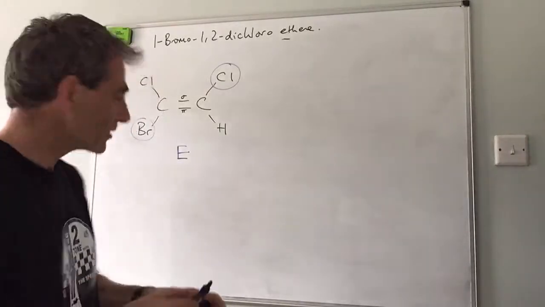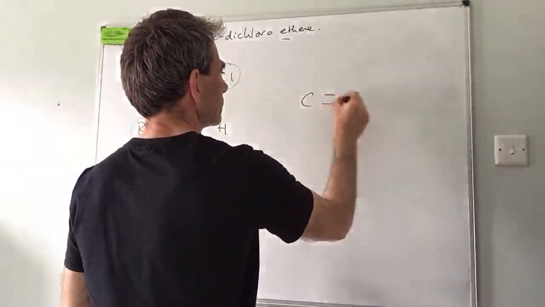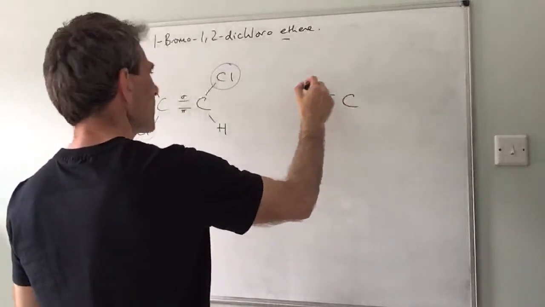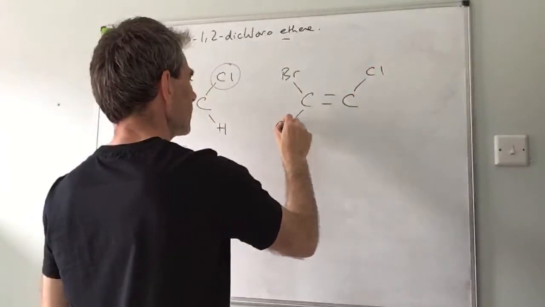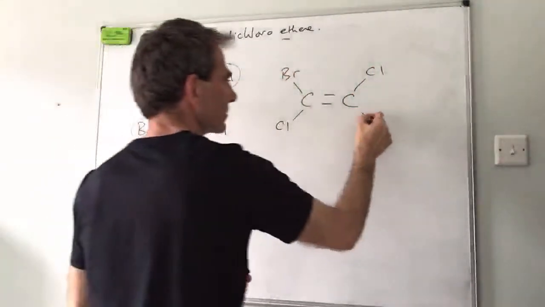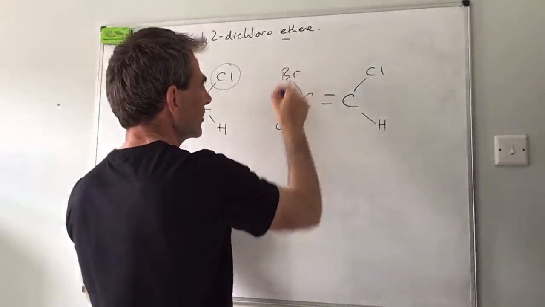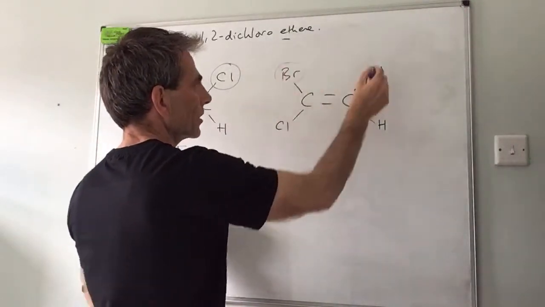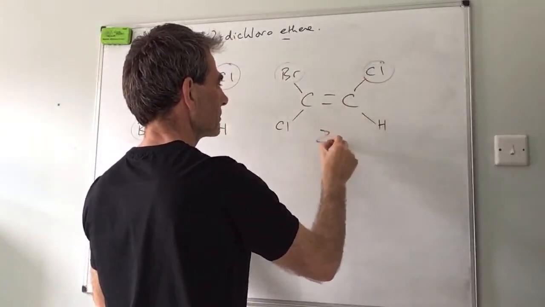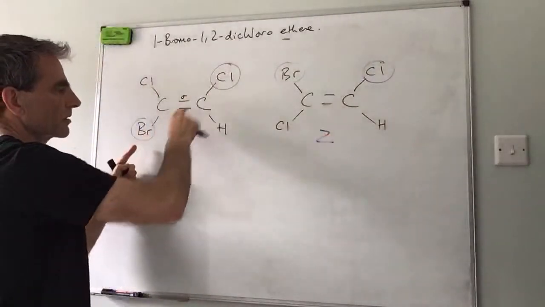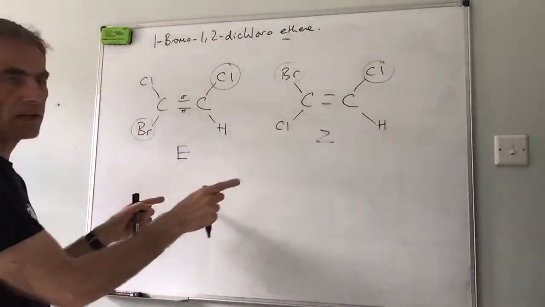Okay, so we'll draw the Z version. What we need, basically, is to put the bromine up here and the chlorine down there, so we'll swap these two around. Let's just check priority: bromine beats chlorine, chlorine beats hydrogen. Okay, so that's Z. Entgegen, opposite; zusammen, together. Okay, so that's EZ sorted.